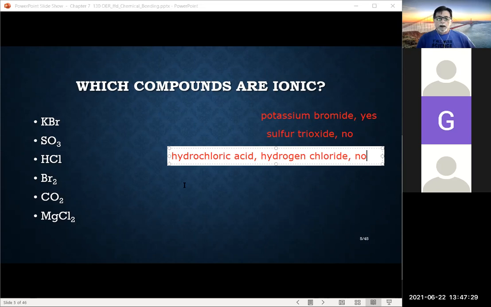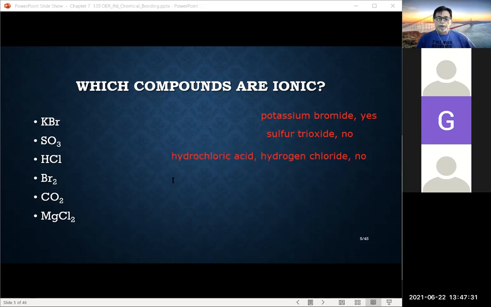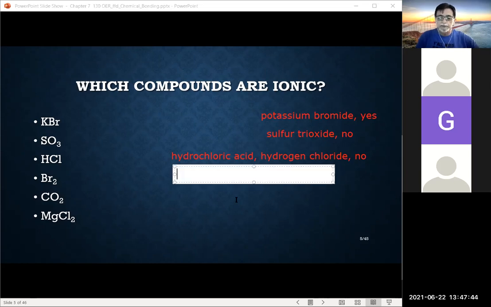Okay. Next one, bromine. Notice I said bromine and not bromide, right? Because what do we call this? Is this ionic? The name of this is bromine, and the answer is it's diatomic. It's one of the diatomic elements. So no, it is not ionic, okay?